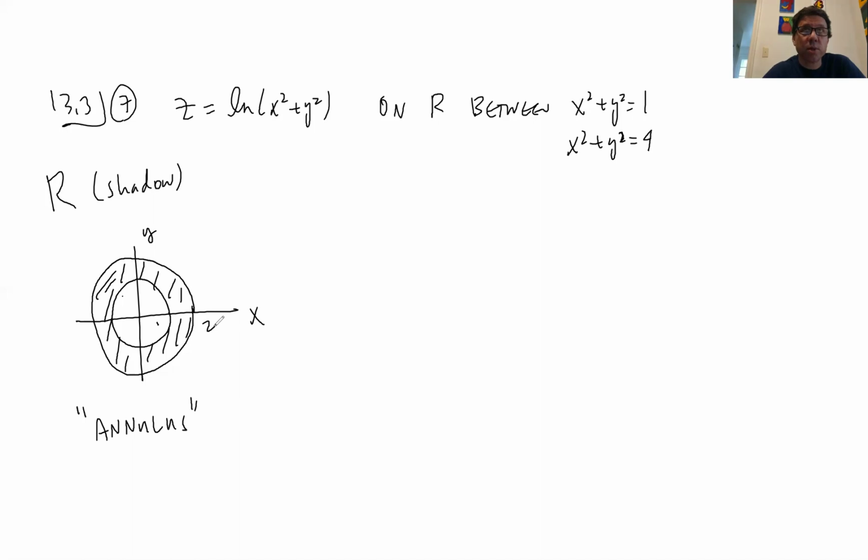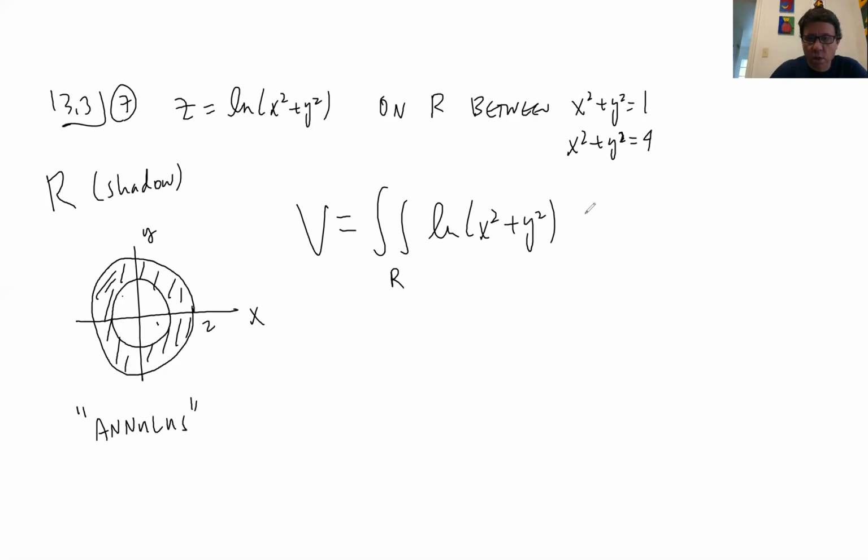I'd have to plot it out and figure it out. But the volume is just the double integral on that region of your surface, the natural log of x squared plus y squared, dA. That's the volume. Now, try and do this doing rectangular coordinates where you have a top curve and a bottom curve. And the answer is well, you'd have to break it up where the top curve is here and then the bottom curve is here.